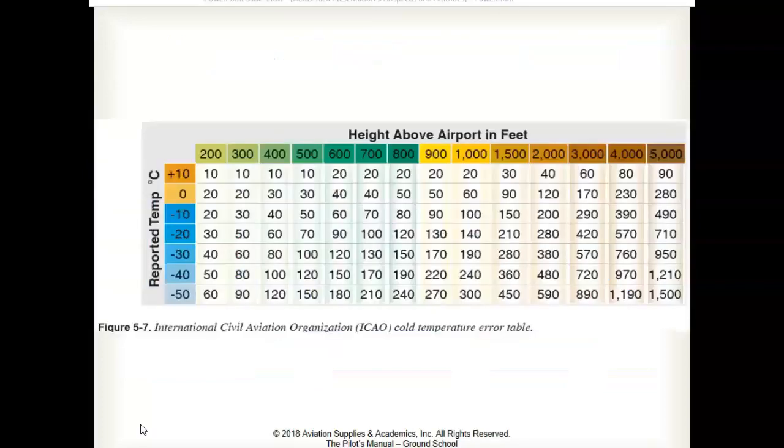So here is a cold temperature error table issued by the International Civil Aviation Organization, or ICAO. And as you can see, you have different temperatures on the left-hand side and different heights above the airport in feet at the top. So let's look at 1,000 feet above the airport at minus 10 degrees Celsius. The error in your altimeter would be as high as 100 feet. So your altimeter would indicate that you're 100 feet higher than you really are in that situation.